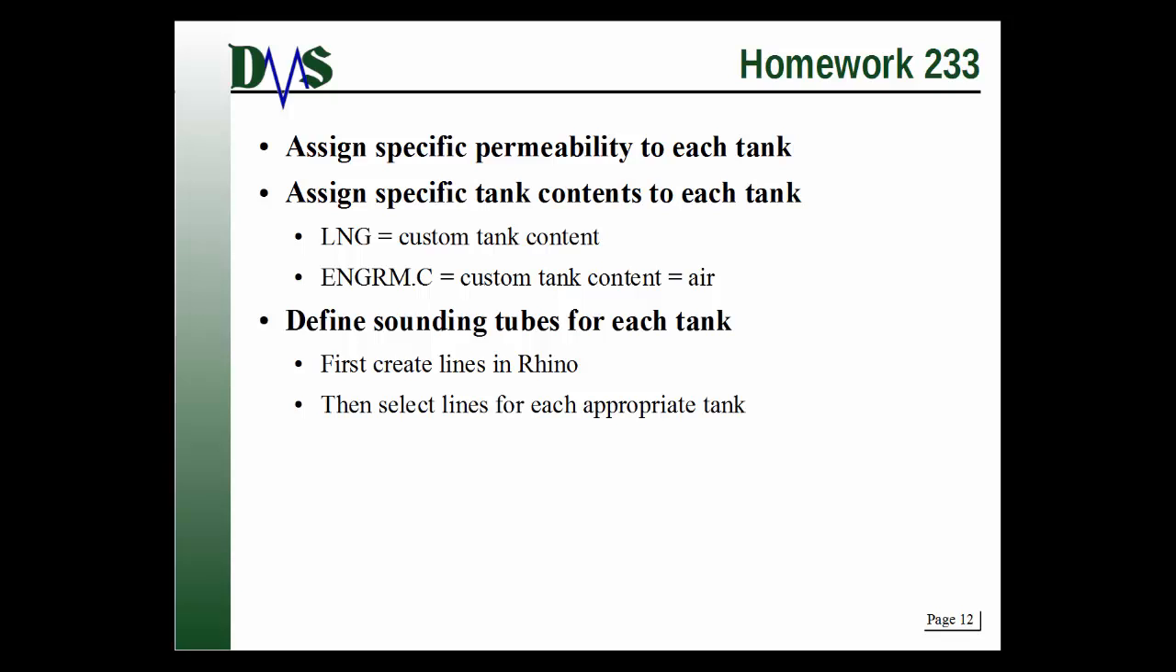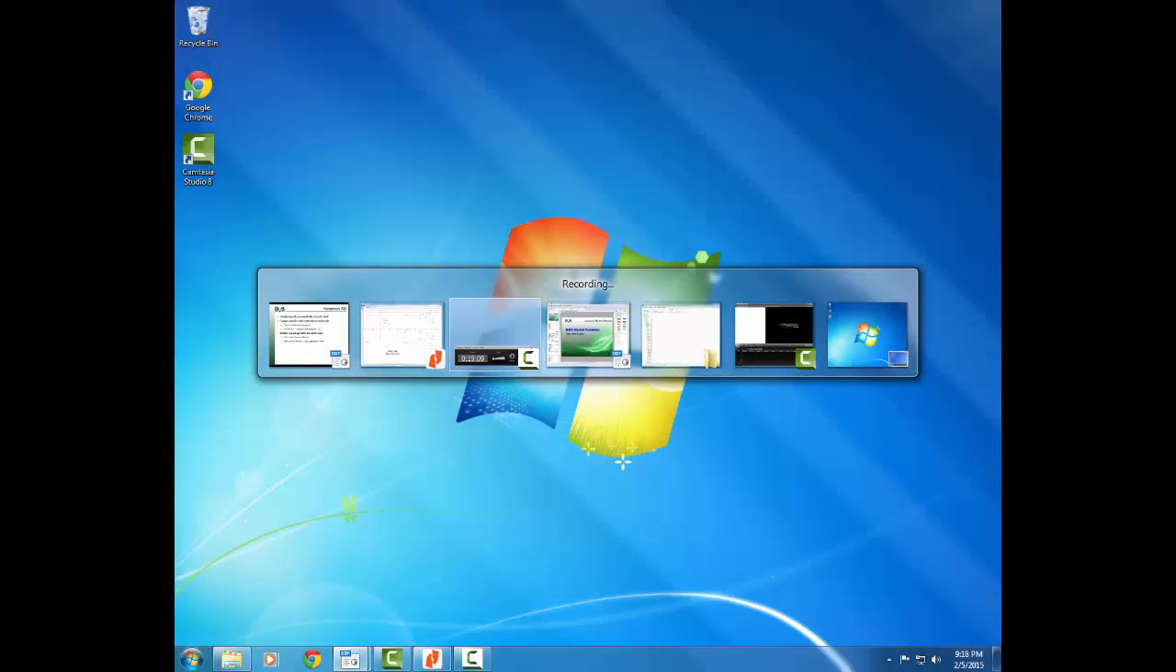Now, I know it's a lot of homework, but it's really the best way you're going to learn about the different hull parts, tank parts, and sail parts, and all the things they can do. So now, we're going to go in and customize those tanks. I would like you to assign the specific permeability to each tank and the specific contents to each tank. And there's even 2 custom contents that you're going to use. One is LNG, which is liquid natural gas, and another one is the engine room that has a tank content of air. Now, where can you find all this information?